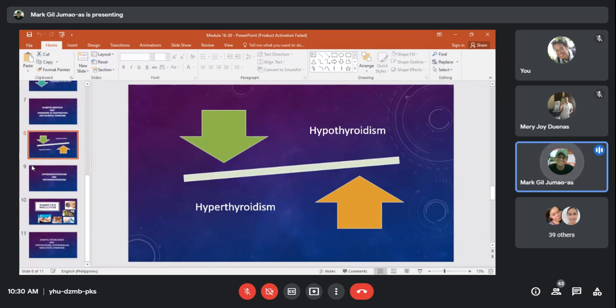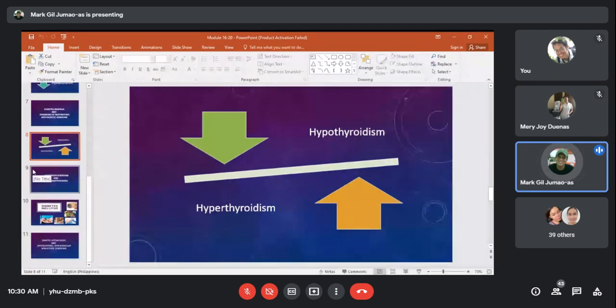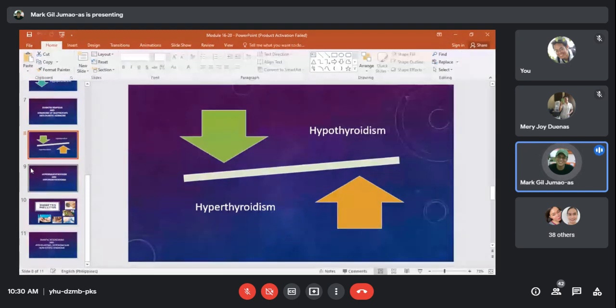Oh yes, hyperthyroidism. One last thing. One of the possible causes of hyperthyroidism is what we call Graves' disease. Graves' disease is a medical condition that would trigger the excess production of your thyroid hormones, specifically T3 and T4. Do not be confused there.